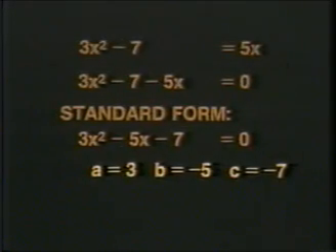I want the entire equation on the left and a 0 on the right. And I want all of it in the correct order, like this. Now that I have it in standard form, I can simply read off from left to right. A is 3, B is -5, C is -7.